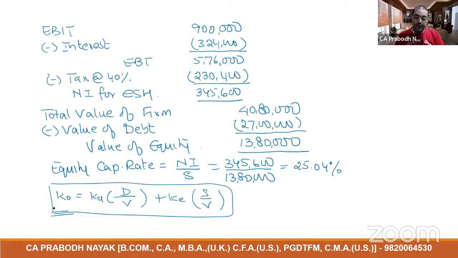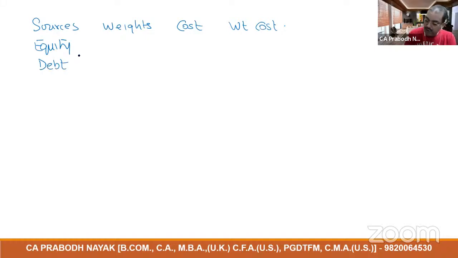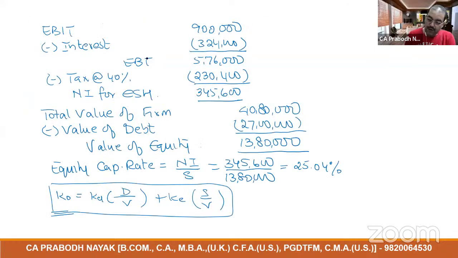Tabular form of calculation means what? Sources, weights, cost, weighted cost. Sources, you have equity and debt. Value of equity, you have just calculated 13 lakh 80. Debt was 27 lakhs. Cost of equity was 25.04%.